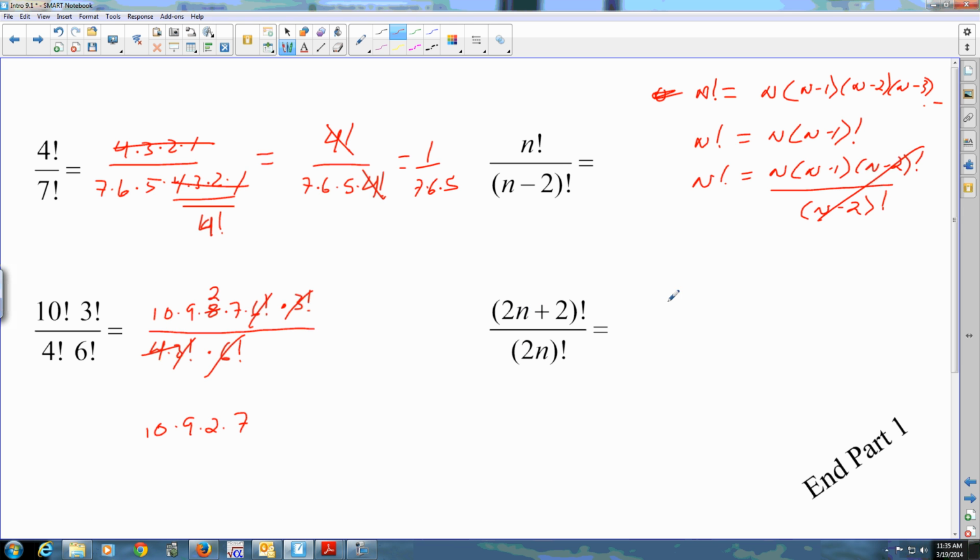This one would be 2n plus 2 times 2n plus 1 times 2n. Notice these are 1 less each time. Oops, I stopped, so I got to put the factorial over 2n factorial. And those cancel out. So this would be your answer. Okay, that's the end of part 1.